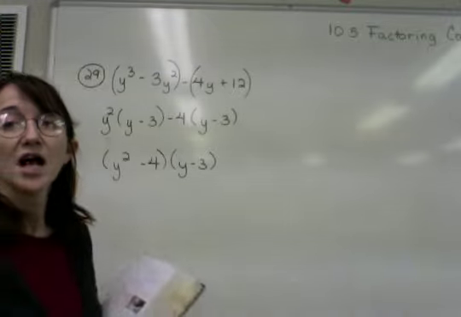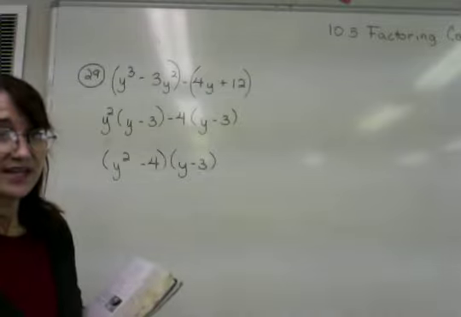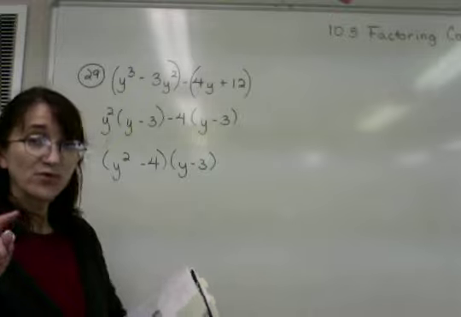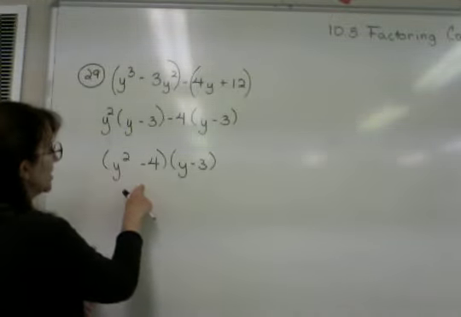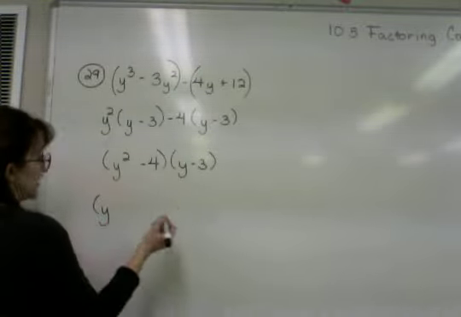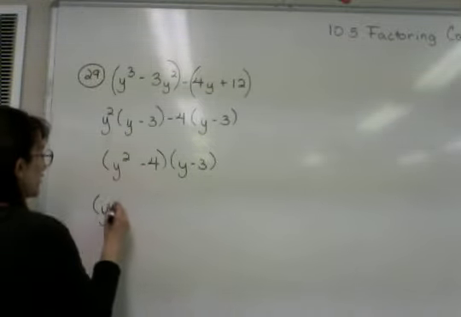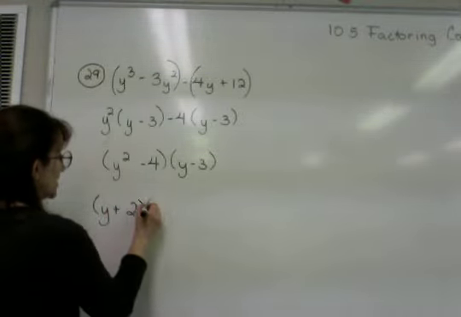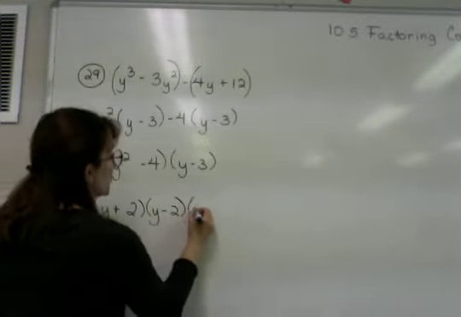Hallelujah, done, right? No, because you've got something right here, and you should recognize that as the difference of squares. It's a very easy pattern. This needs to become the difference of squares. So I'm going to take the square root of y squared, which is just y. I'm going to take the square root of 4, and it's going to be a 2. And then one of them is going to have to be a plus and one of them is going to have to be a negative, because it's the difference of squares. Then I'll bring this one down too.